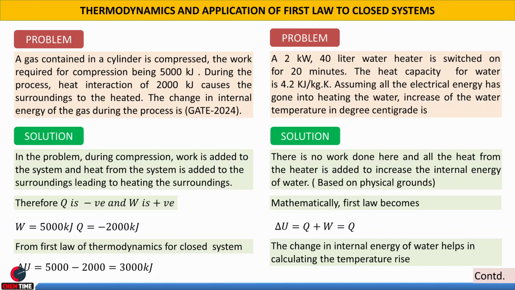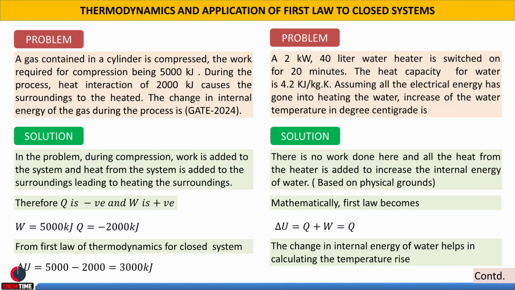The second problem: a 2 kilowatt 40-liter water heater is switched on for 20 minutes. The heat capacity of water is 4.2 kilojoules per kg Kelvin. Assuming all the electrical energy has gone into heating the water, what is the increase in water temperature in degrees centigrade? Here, as such, there is no work.